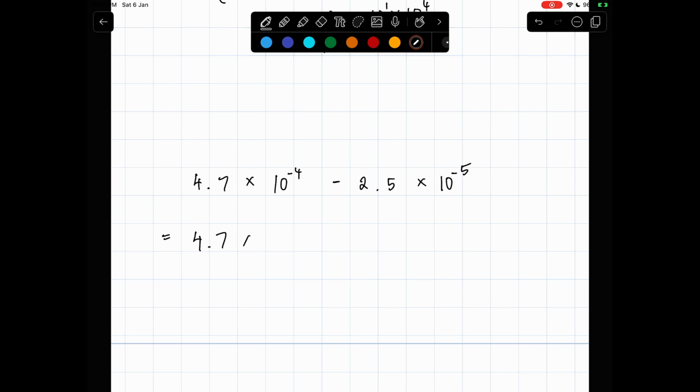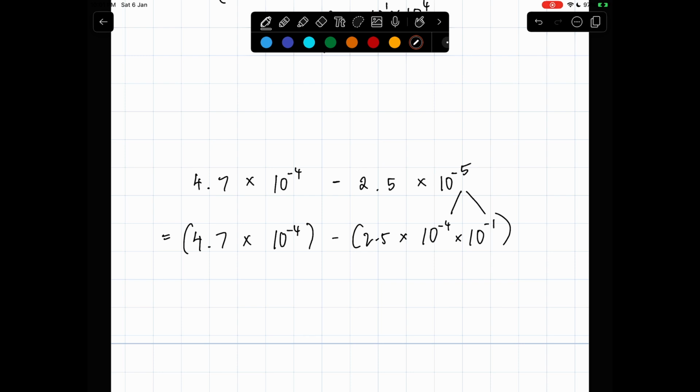4.7 times 10 to the power of negative 4. Okay. Here, instinctually, we know that 10 to the power of negative 5 is just 10 to the power of negative 4 times 10 to the power of negative 1. Okay, let that sink in. Negative 4 plus negative 1 will get you negative 5. Do you see that? Okay. So with that knowledge, we have broken down negative 5 into two parts.